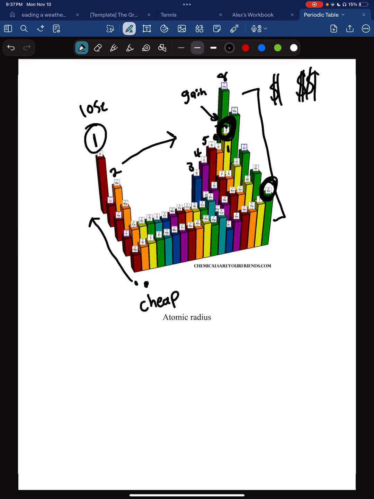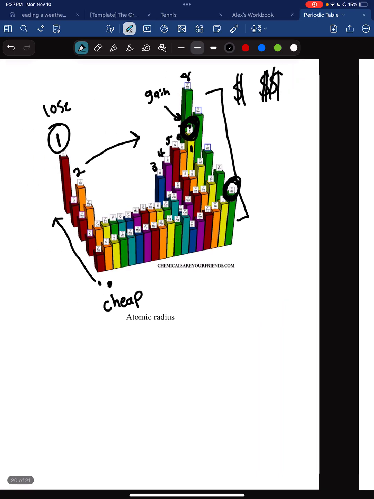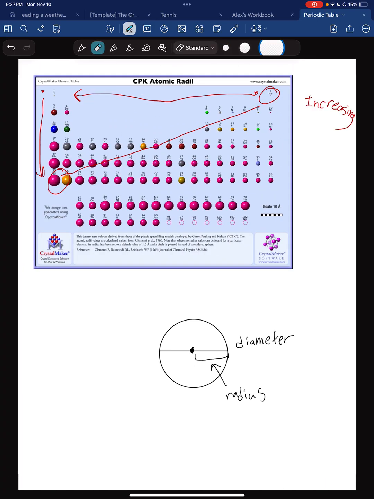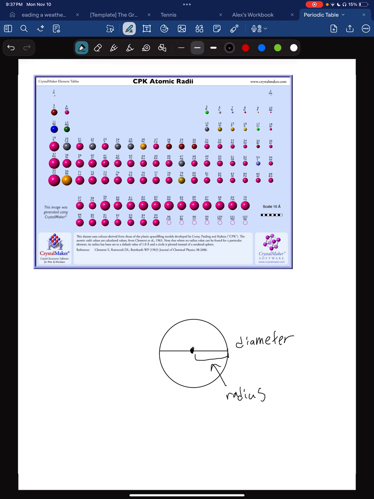The other reason is if we look at atomic radius, the different sizes: our helium atom way over here is really small, but our cesium atom on the opposite side is very large. So what's happening here is as we go from the left to the right on our periodic table, we are adding protons, neutrons, and electrons, so that's taking up space. That's part of the reason why they are getting smaller as we move from the left to the right.